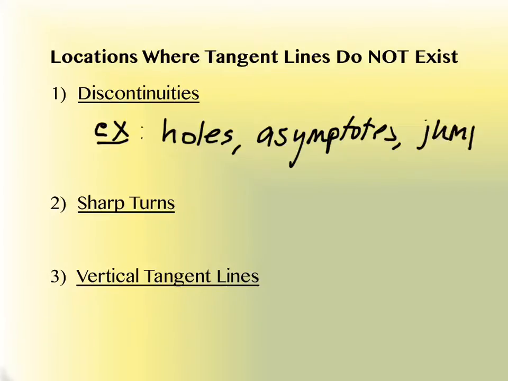So if you're talking about a specific point on the curve where there's a hole, a specific x value on the curve where there is an asymptote, or a specific x value on your curve where your graph is jumping, you do not have a tangent line there.